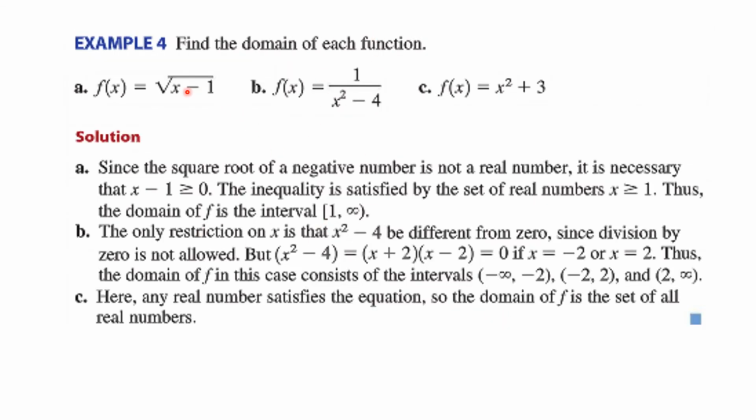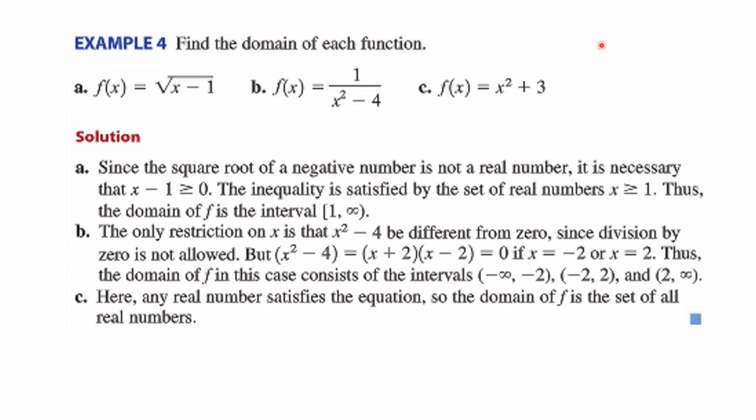So here, since you cannot take the square root of a negative number, this must be greater than or equal to 1, and that is the domain for part A. Here you can't have a 0 on the denominator, so we have to skip the values of plus or minus 2. That means the domain of f, in that case, consists of the intervals from minus infinity to minus 2, not counting minus 2, minus 2 to 2, not counting either endpoint, and from 2 to infinity, again, not counting the 2.